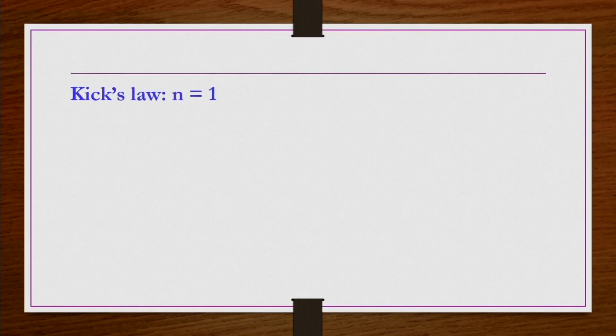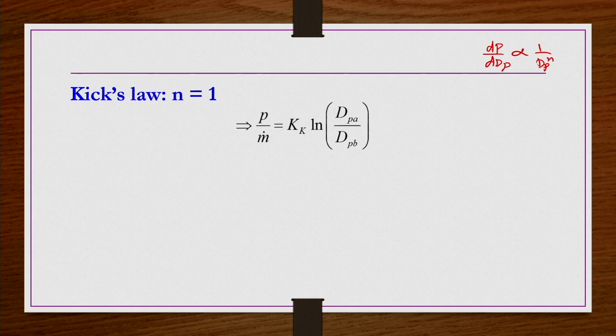Next, Kick's law. If you substitute in dP by ddP proportional to 1 by dP power n, substitute n equals 1, then integrate and substitute the limits dPa and dPb, that is the feed average size and the average product size, you will get Kick's law by substituting n equals 1. So that comes out to be P by m dot equals some proportionality constant Kk ln dPa by dPb. This Kk is known as the Kick's law constant.